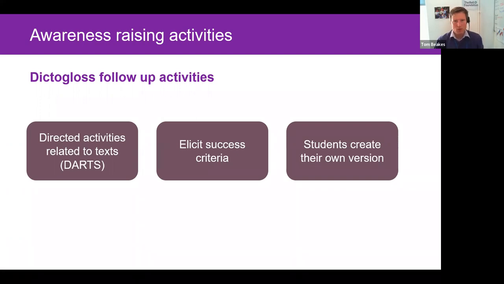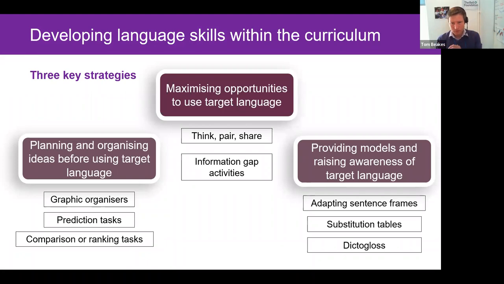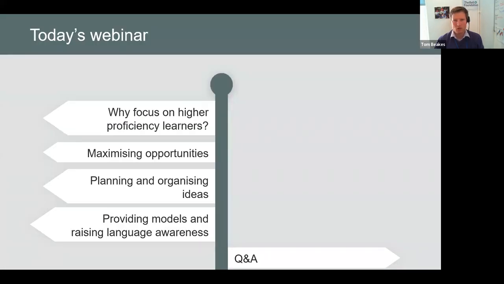Okay, so to summarize, we've looked at three different strategies, and we've looked at different task types and activities that can be used within these strategies. So I hope I've demonstrated that it's not really about using new or different activities with these higher level learners. Really, it's about adapting those activities and strategies that we know work with lower levels already, and adding to the challenge and developing learners' independence as we go along. So that brings me to the end of the presentation today. And hopefully there's a couple of minutes for some questions.